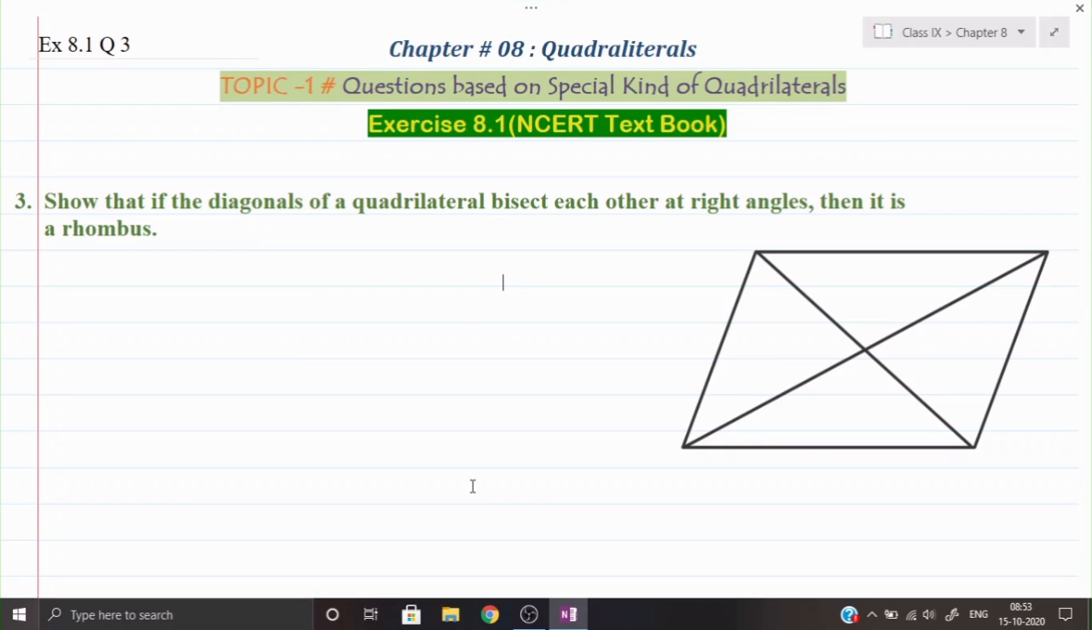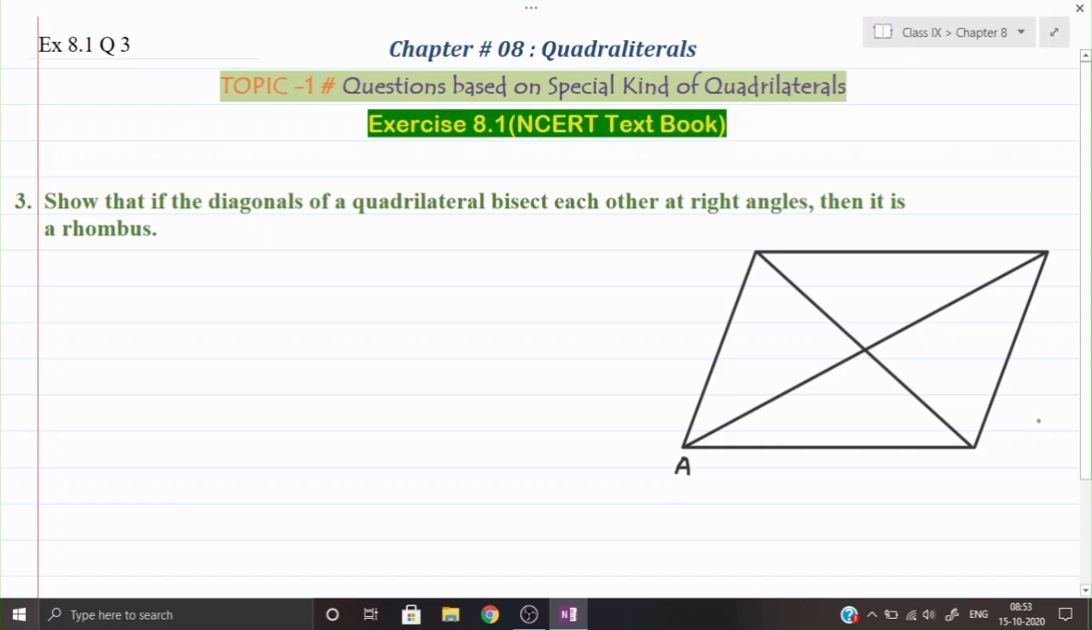In the first question, as you can see, it says: show that if the diagonals of a quadrilateral bisect each other at right angle, then it is a rhombus. Basically, we are given one quadrilateral whose diagonals bisect each other at right angle. That means one diagonal divides the other into two equal parts and they are perpendicular as well. I have drawn one quadrilateral over there, which may look like a parallelogram or a rhombus, but right now we cannot suppose it to be any special quadrilateral.